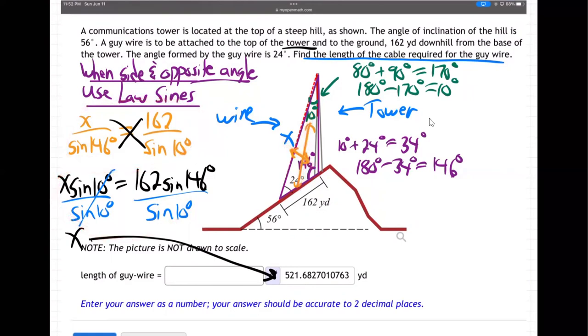And with law of sines, you can put the sines on the top or the bottom. You just have to be consistent. I put them both on the bottom. You could flip this over and flip this over and put both the sines on the top. Just be consistent. It doesn't matter. When you do the diagonal cross multiply, it'll work out the same either way. And there's our answer for x. There we go.